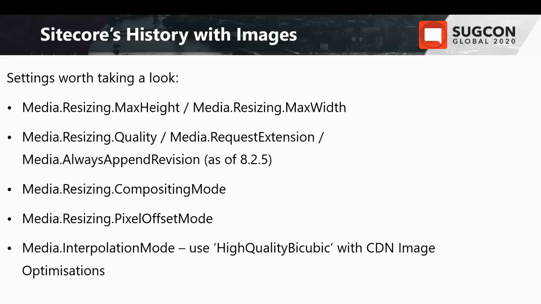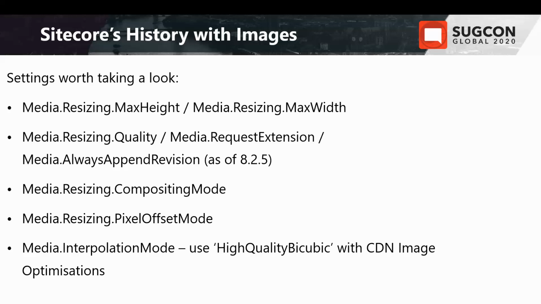Some of the settings that are worth taking a look at are resizing maximum height and resizing maximum width. Basically, if you put in a value in there, the maximum size of the height and width is whatever has been specified in that setting and cannot go larger than that. A good one to look at is the resizing quality, which is the image compression that is applicable. Another one is the media request extension. By default, it shows .ashx. It doesn't matter what file you're on, whether it's PDF or JPEG or PNG or SVG, it automatically uses .ashx. So, leave that setting as empty.